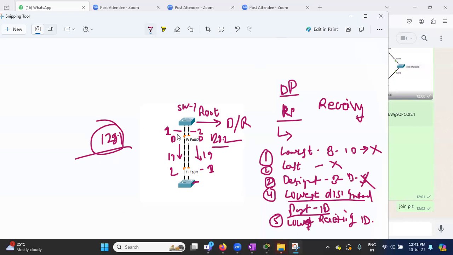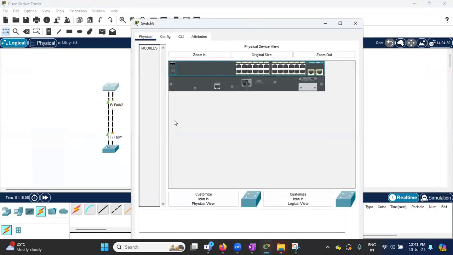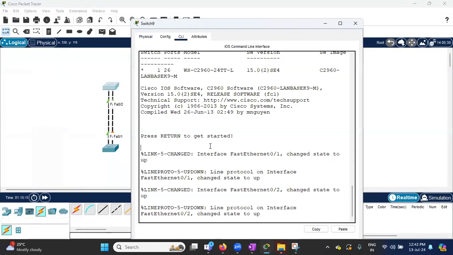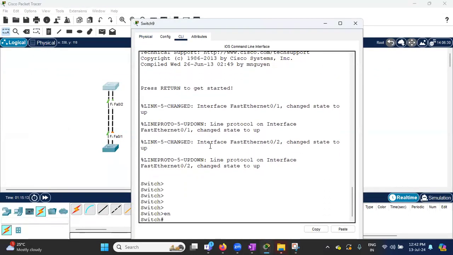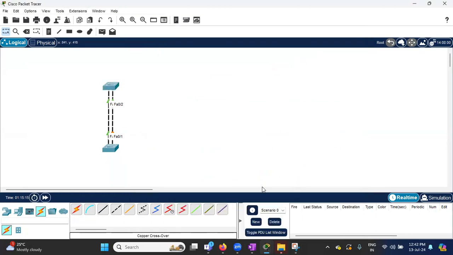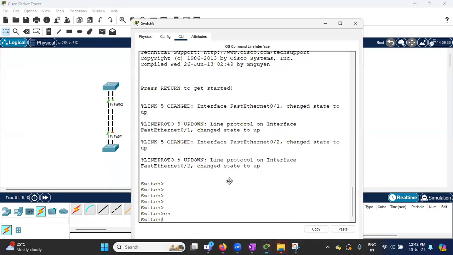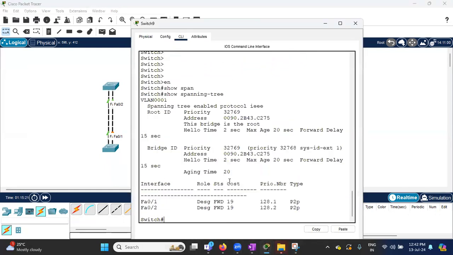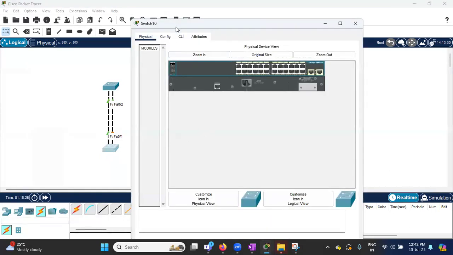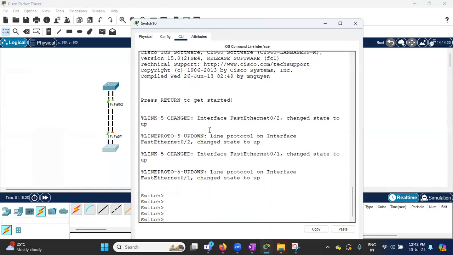Okay. So this port will become the root port, port number 2, and port number 1 will become blocking. Prove these ones. So this is the root. So spanning tree, see, DP. And here you can check enable.